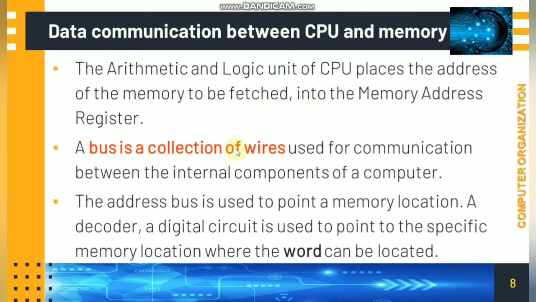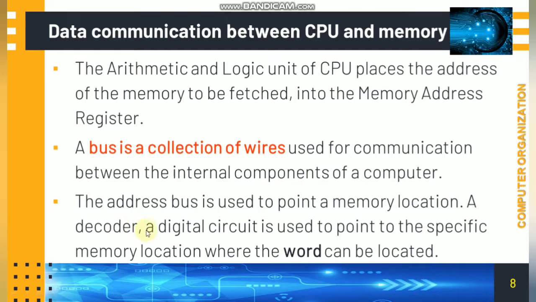A bus is a collection of wires, and this is a 1-mark question. A dash is a collection of wires. So a collection of wires is called a bus, and it is used for communication between the internal components of a computer. Okay, the address bus is used to point to a memory location.